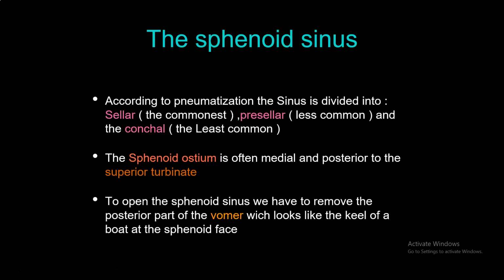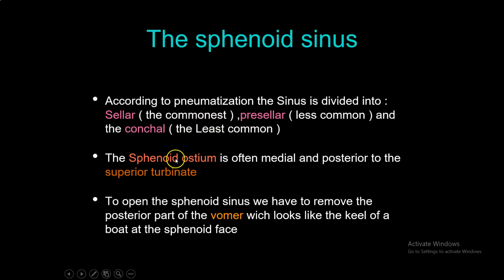The sphenoid sinus, according to pneumatization, is divided into three types. There are three main types: the sellar, the presellar, and the conchal. The sellar could be present in 85% of the cases, the presellar in 12% of the cases, and the conchal in 3% of the cases.